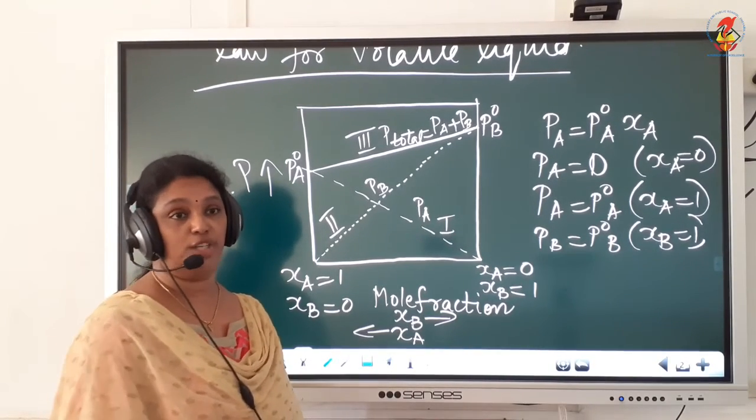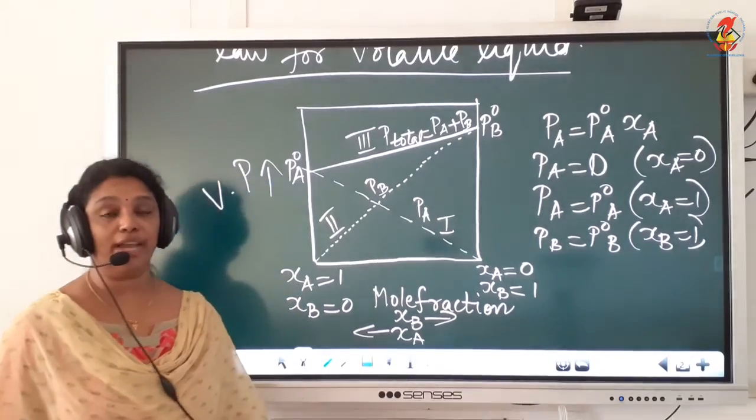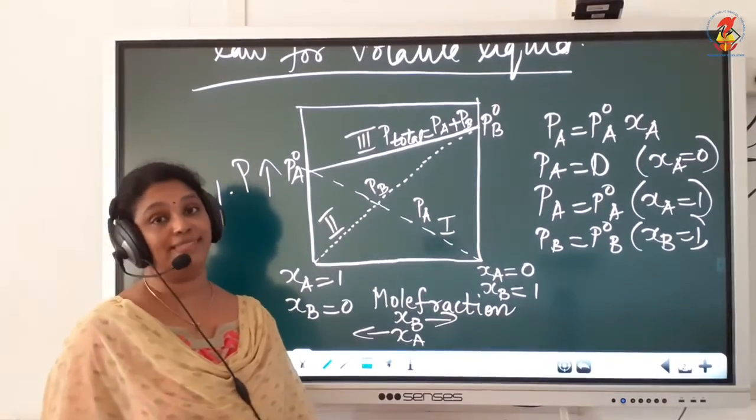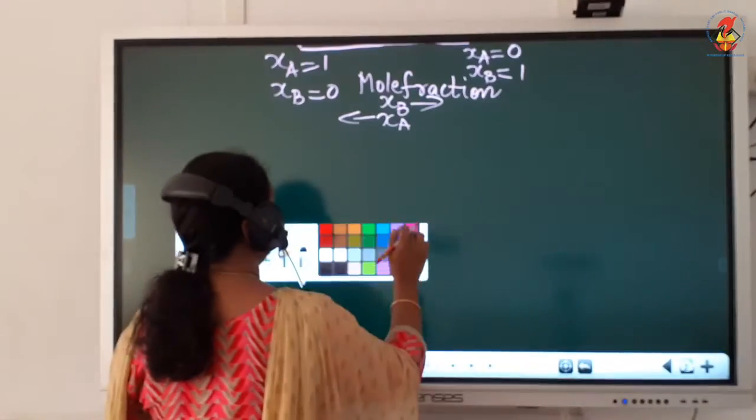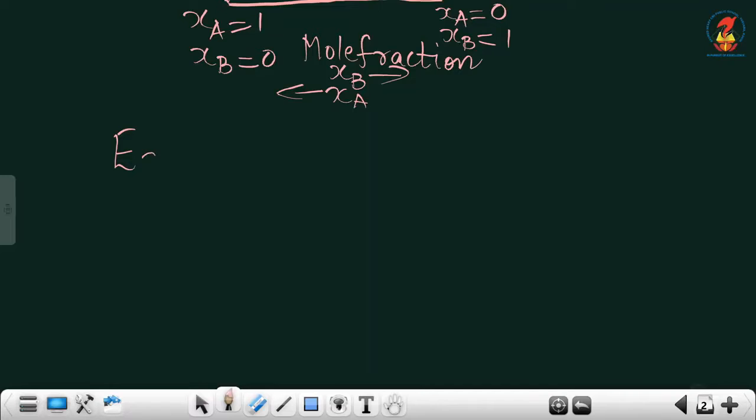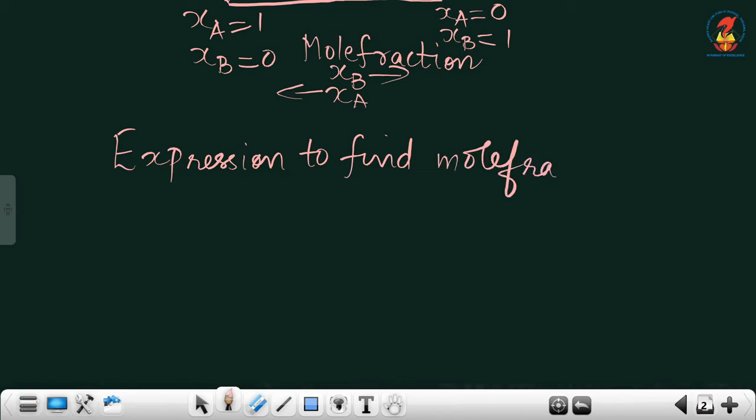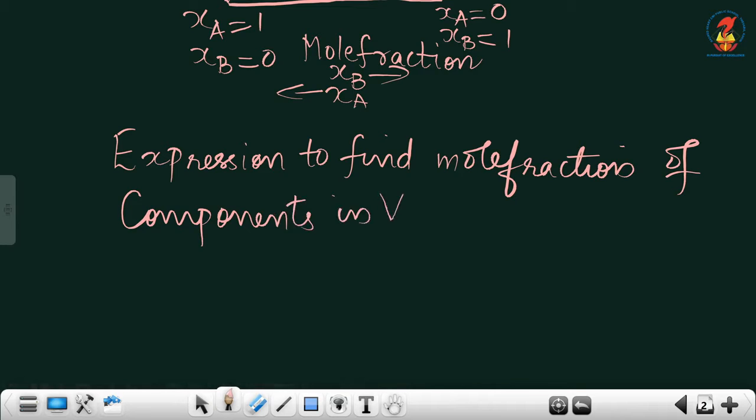Next we are going to find an expression to find the mole fraction of components in the vapor state. Next is an expression to find the mole fraction of components, meaning solute and solvent, in the vapor phase.